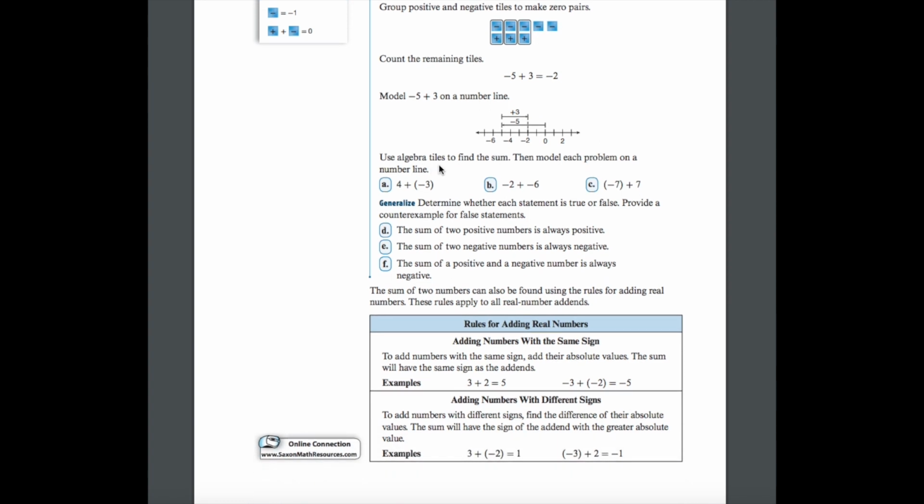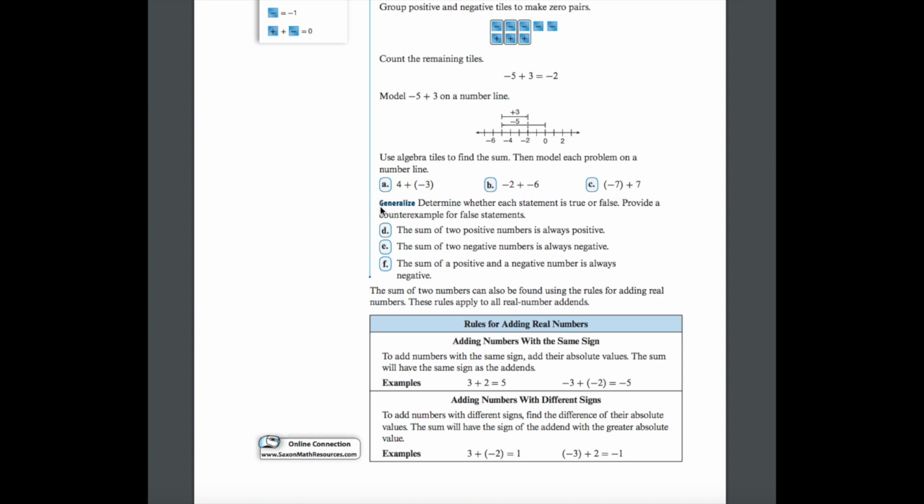Now this says use algebra tiles to find the sum. You don't necessarily need to practice with that, but it is beneficial if you're going to. You draw 4 positives, 3 negatives, they'd cancel, you'd be left with 1 positive. 2 negatives and 6 other negatives is a total of 8 negatives, so negative 8. Here you've got 7 negatives and 7 positives. Those would all cancel out, and your answer would be 0.